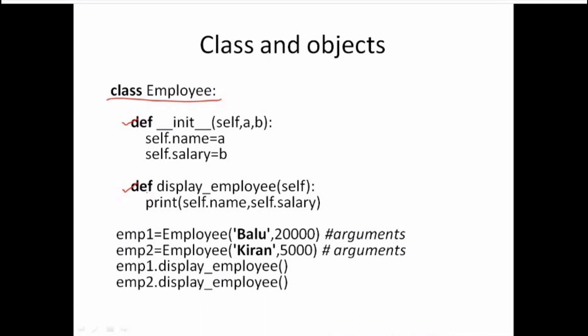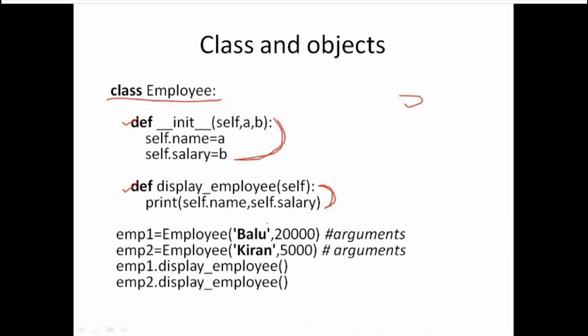Now, this function starts here and ends here. So this is the body of the function. This much is the function, and your display function is this much. So this particular class employee has got two functions. One function is called display underscore employee, and the first function is called the constructor function. Is this clear to all of you?